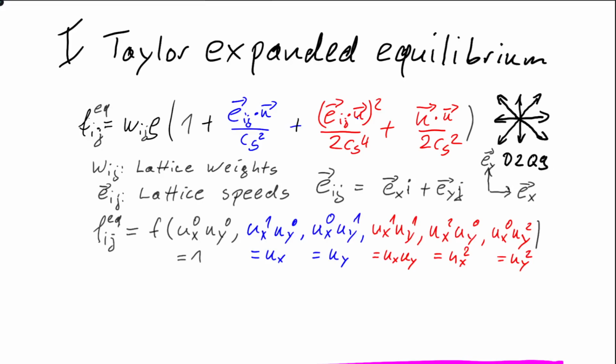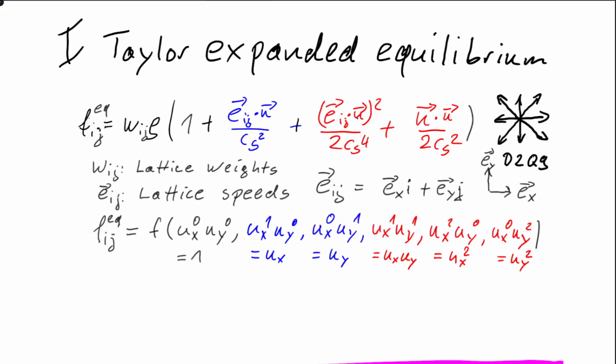We have these lattice velocities, and what you see down here is that the equilibrium function is a function of these monomials in velocity. So the first one, ux to the power of 0, uy to the power of 0, is of course 1. Then the next ones are ux, uy, uxuy, ux squared, and uy squared. So these are all the zero order, first order, and second order terms in velocity that appear here, and then we cut the Taylor expansion off.